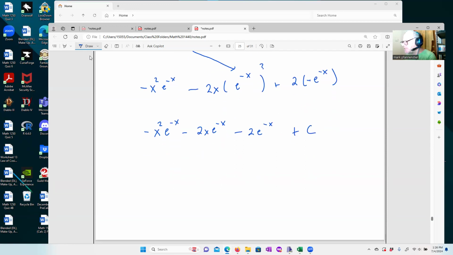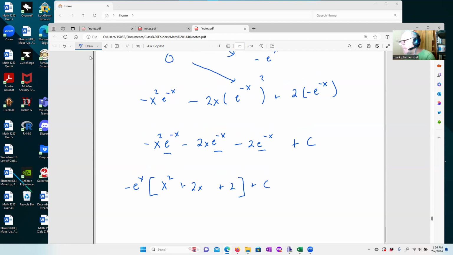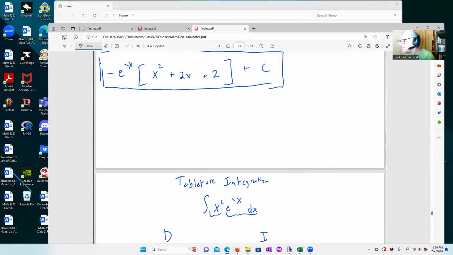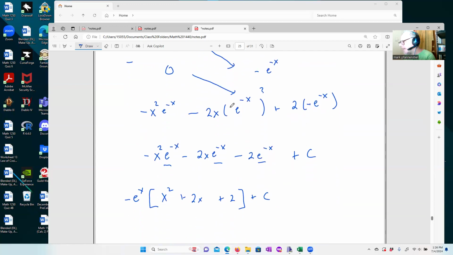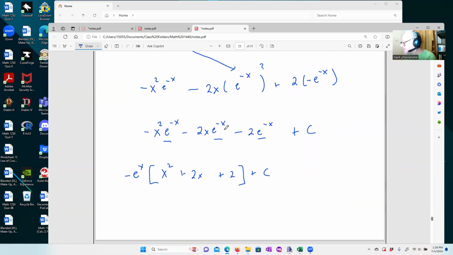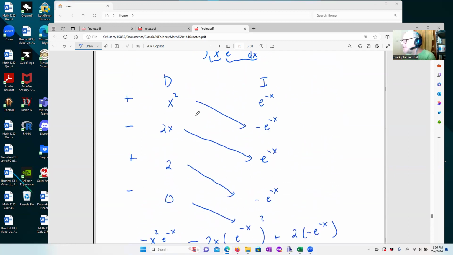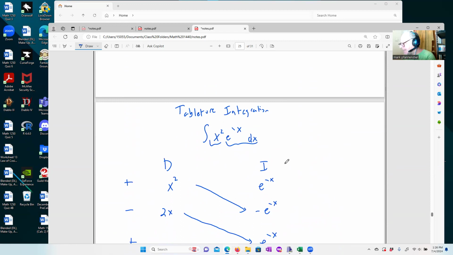Now, what we're going to do is the same thing we did the last time. I'm going to factor out a negative e to the negative x. What do we have left? We have an x squared. Remember, we pulled out a negative, so it's going to be a positive 2x. Remember, we pulled out this negative, so it'll be a positive 2, plus c. And I believe that is exactly the same thing we had up here. So this way was a little bit of a shortcut. I don't care if you ever do the shortcut. If you love the shortcut, that's all you want to do, that's fine. Just be careful picking the derivative and the integral columns.